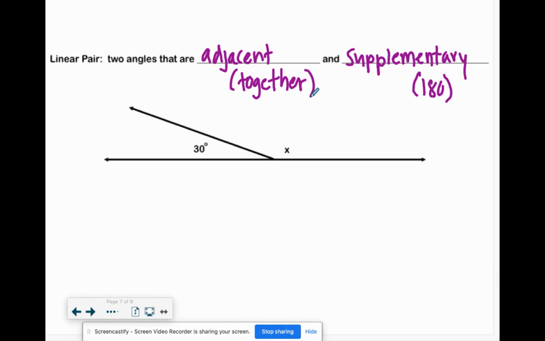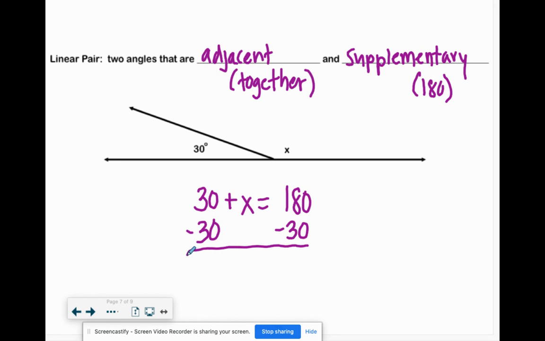So if we wanted to find x here, 30 plus x has to equal what? If they make this straight line. What do they have to add to? Yeah, 180. 150, because you just subtracted 30? Good job.